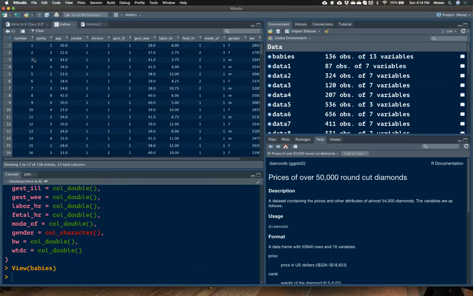If I scroll down here, I find that this is a data set that has about 136 observations. It includes the ID number. Parity is how many times the woman has given birth, so some up to 8, others up to 6. And the age of the woman, whether the woman smokes or not, whether the woman has a chronic condition, for example diabetes, and if she has any gestation illness, that's from which gestation week the woman is. So some went up to 39, up to 41.